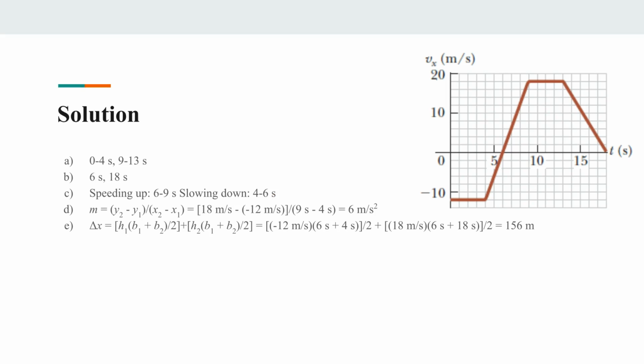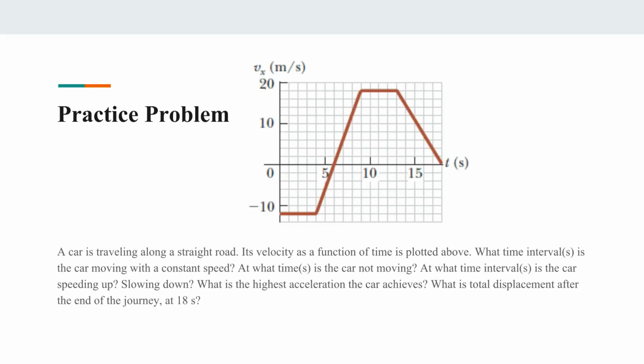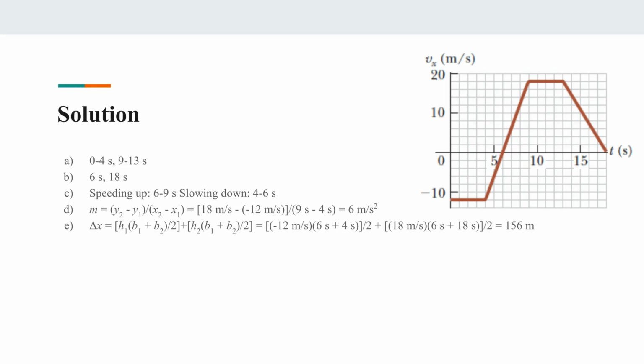Now for part D, you can just find the acceleration using the slope to find the highest acceleration the car achieves. It will be equal to this because this is steeper than this value right here. Not a lot steeper, but it is steeper. So that will be 18 meters per second minus negative 12 meters per second. Remember, this is negative. Divided by 9 seconds minus 4 seconds equals 6 meters per second squared.